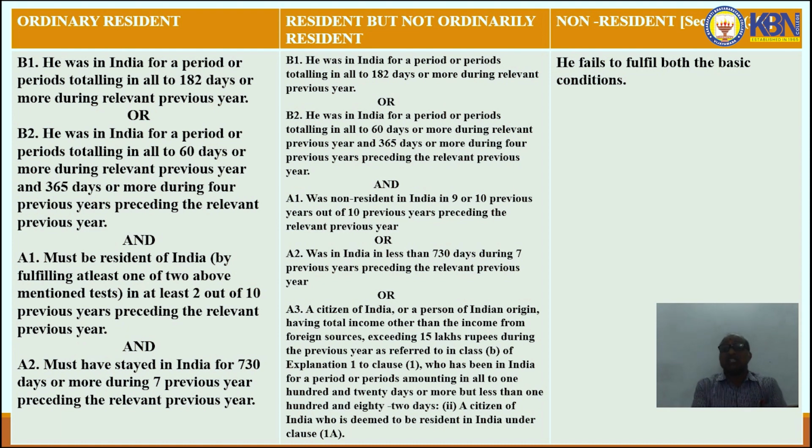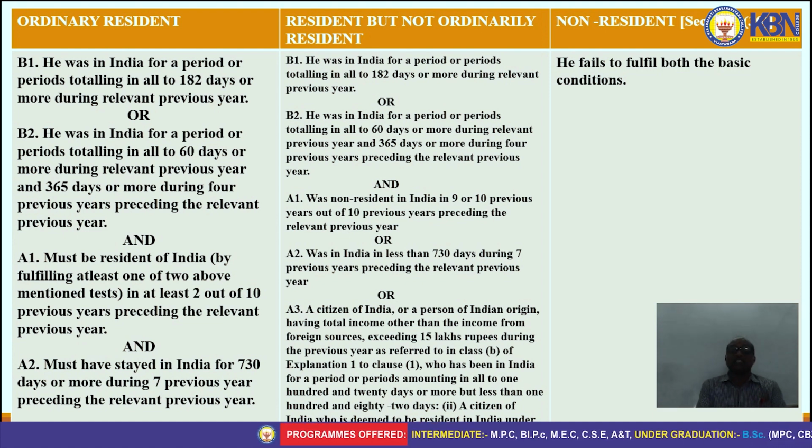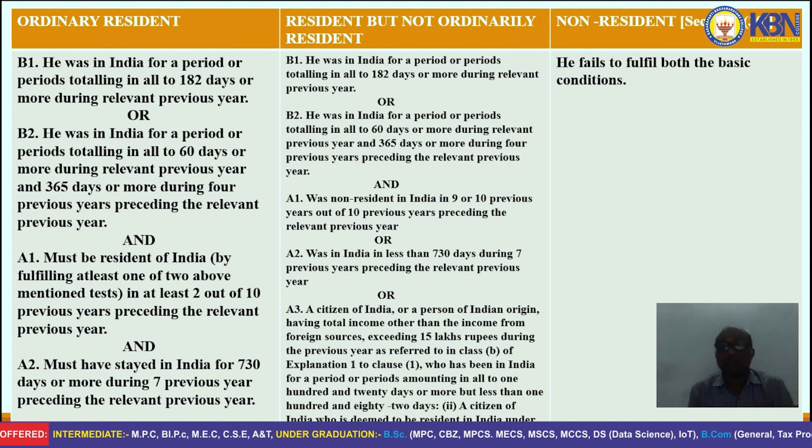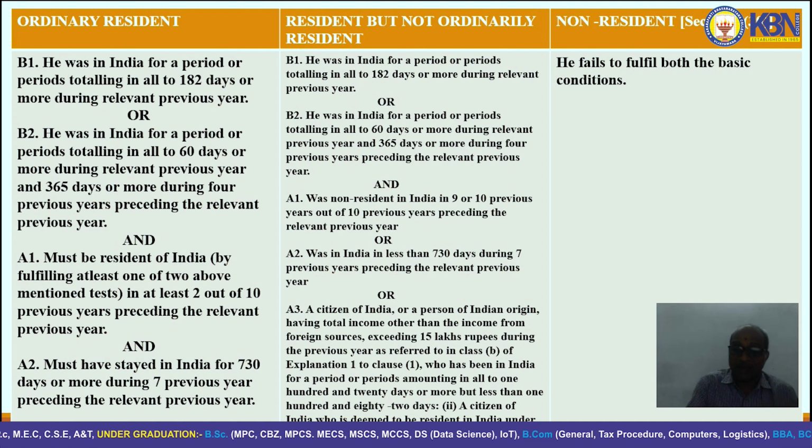Next, the third category is non-resident. Non-resident means a person who fails to fulfill both the basic conditions. Basic conditions means who stayed in India totaling 182 days or more, and who stayed 60 days in the previous year and 365 days preceding 4 previous years. So, if a person fails to fulfill these 2 basic conditions, he is said to be non-resident.